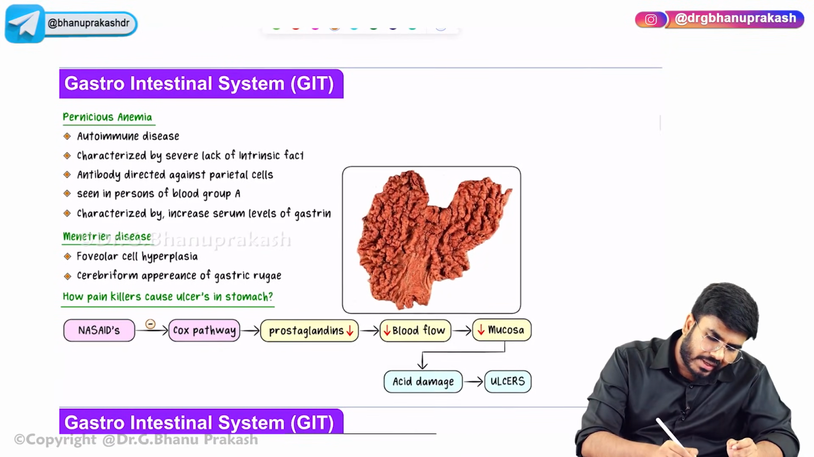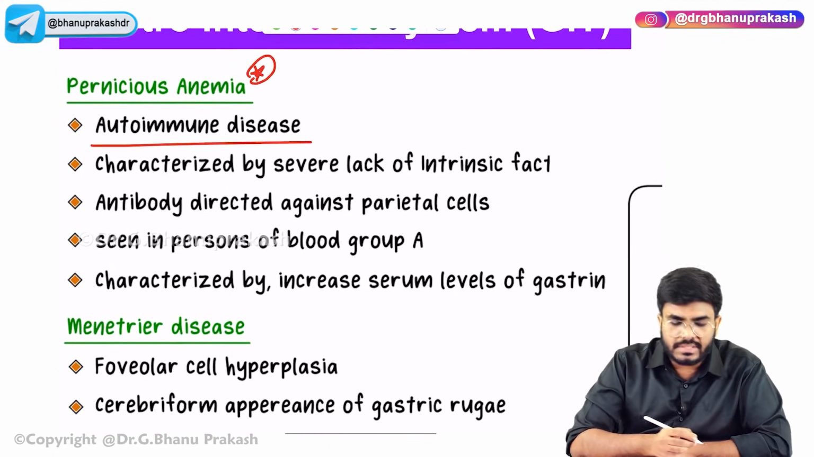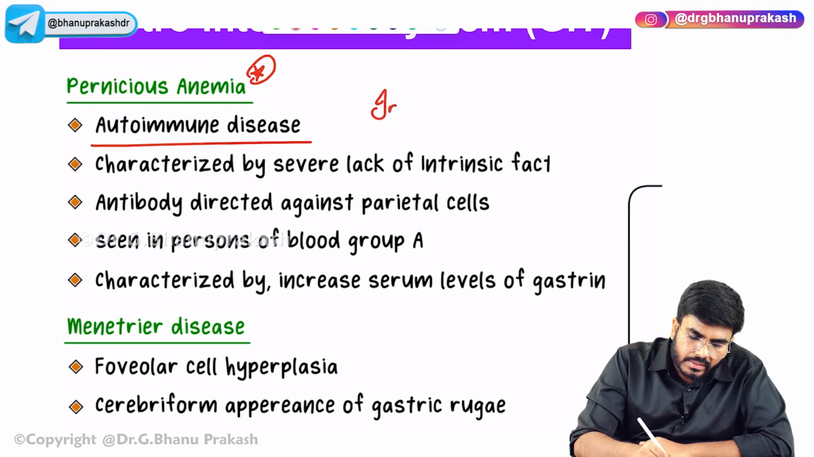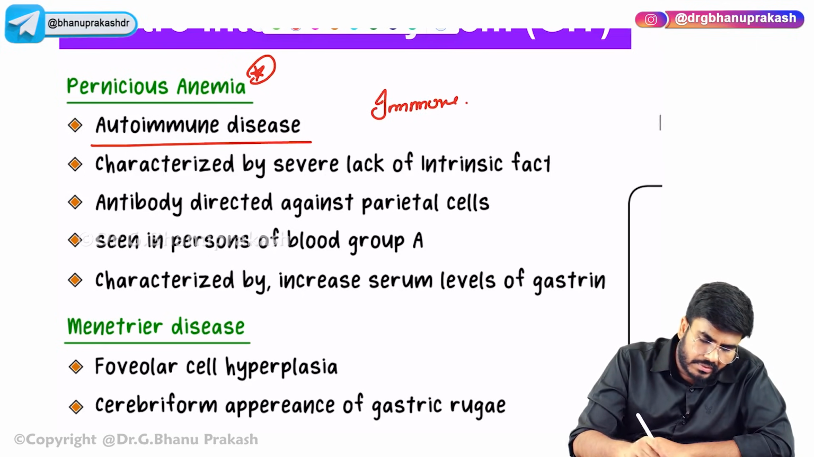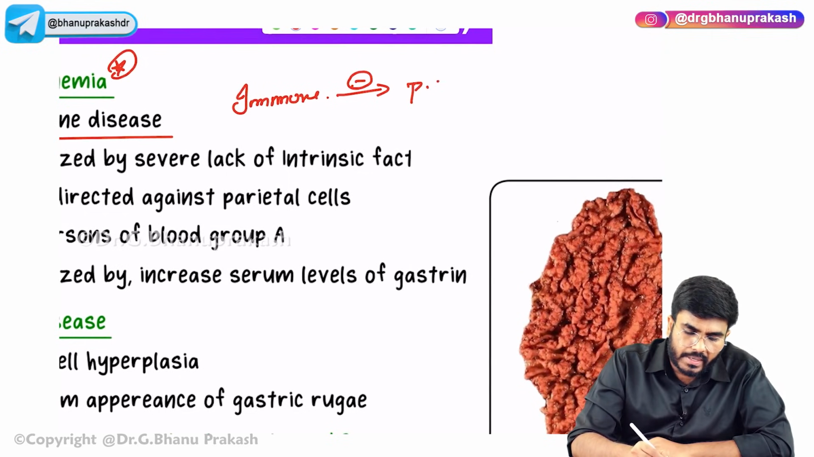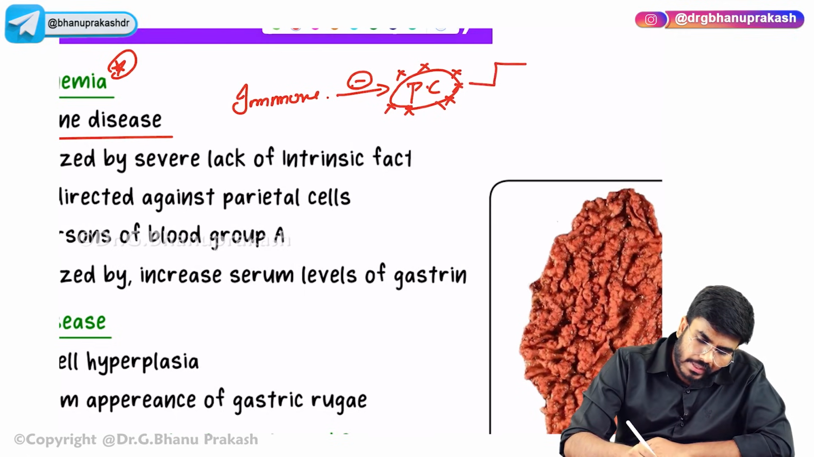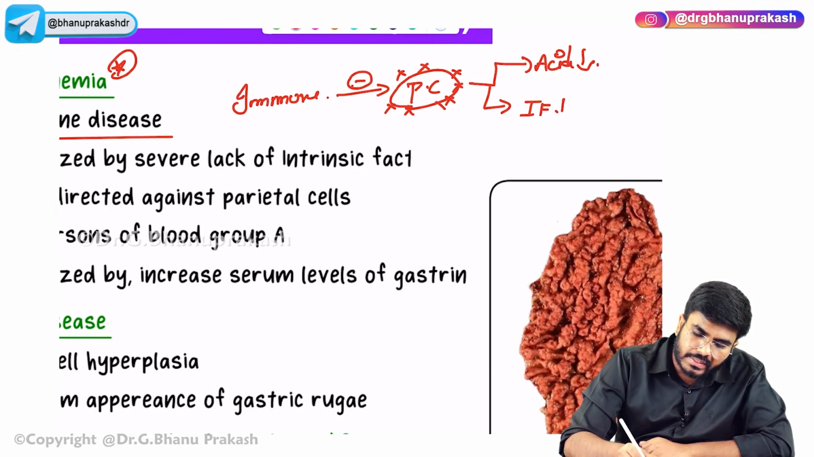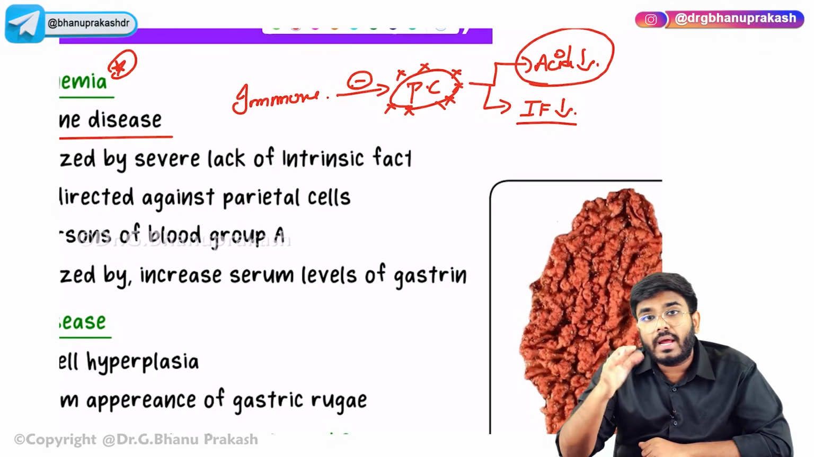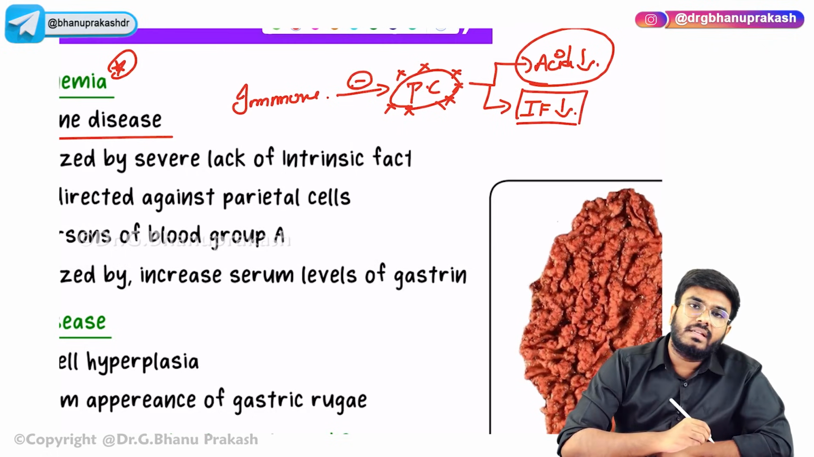Next, pernicious anemia. What exactly is pernicious anemia? It's an autoimmune disease. So what exactly is happening? Your immune cells are going and destroying the parietal cells. The parietal cells are getting killed. When you kill the parietal cells, what happens to acid production? Acid levels decrease, and intrinsic factor levels also decrease. So there is achlorhydria, no acid, and if you check the intrinsic factor levels, they are also not there.